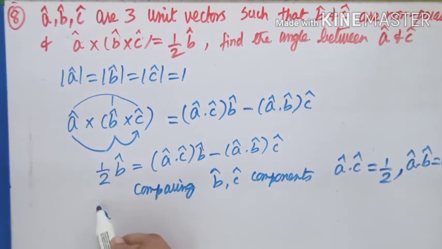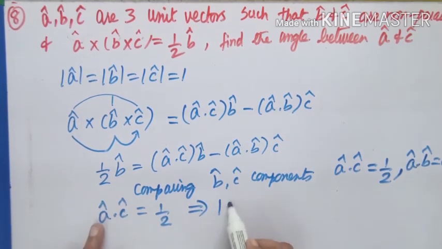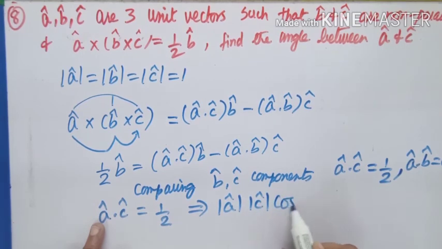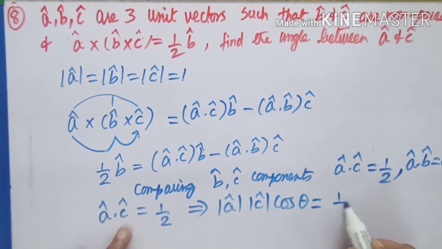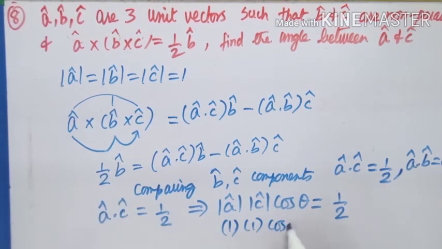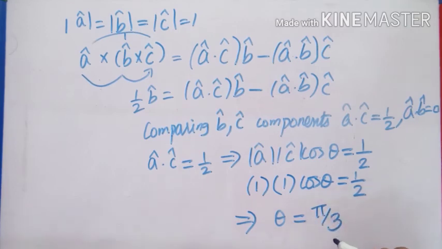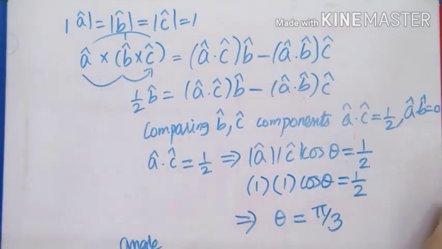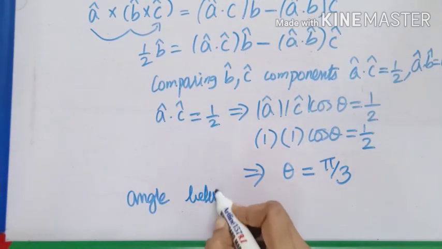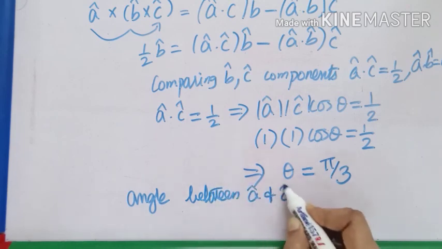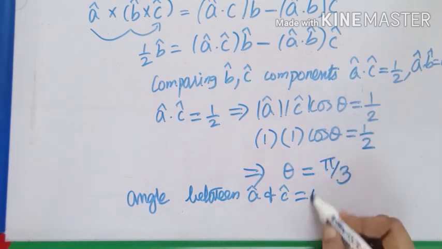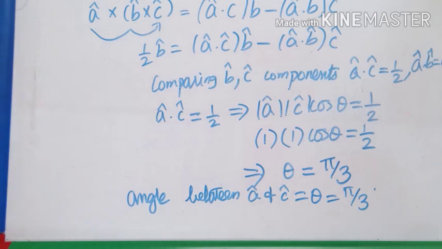The first part says A dot C equal to half. What does this mean? What is the dot product formula? Mod A, mod C, cos angle between A and C, that is equal to half. What is mod A? We have written 1. Mod C also 1. Cos theta equal to half. This implies theta value will be equal to pi by 3. So what is the question? Angle between the vectors A and C. So the angle between the vectors A and C is nothing but theta, which is pi by 3, and that is the answer. Thank you.